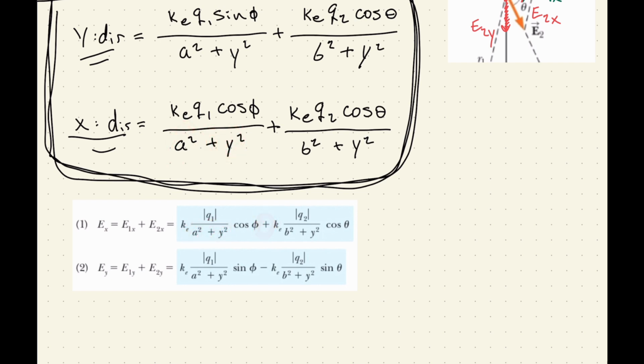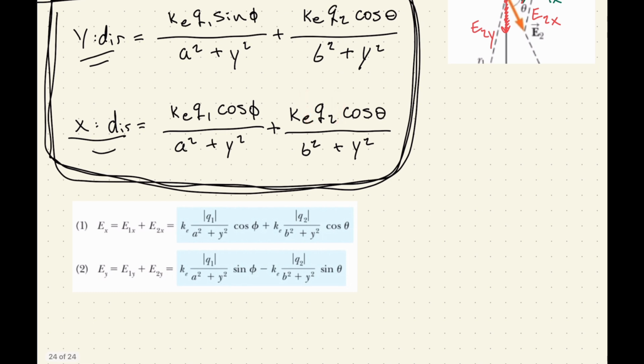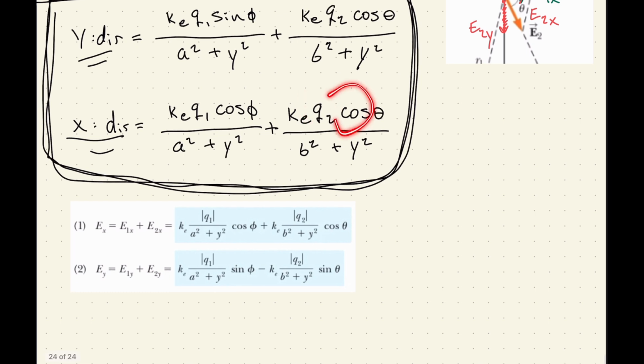Very nice. After that, we have a plus sign. And then we have a KE, a KE. Q2, Q2. Again, magnitude bars because otherwise there would be a little minus sign. But the way I did it, I kind of just considered this was a magnitude. You know, we're working with symbols here, right? We have a cosine theta, cosine theta. On the denominator, b squared plus y squared, b squared plus y squared. Cool. X direction is good.